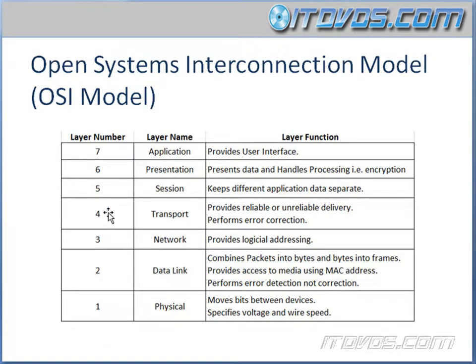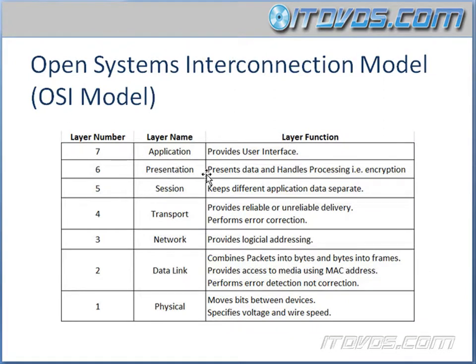And we do refer to layers by these numbers. So it's important to know that layer 2 is the data link layer. Layer 7 is the application layer. We have to memorize the layer numbers and the layer names and their functions. So let's start with layer 7, the application layer. This is going to provide your user interface. And we're going to take a look at what protocols function at each layer in a bit.